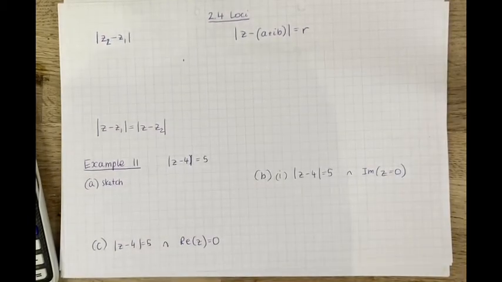Okay, so section 2.4, complex loci. So this is the idea of using complex numbers to show a locus of points on an Argand diagram. So let's just start with the main ones that you need to know.